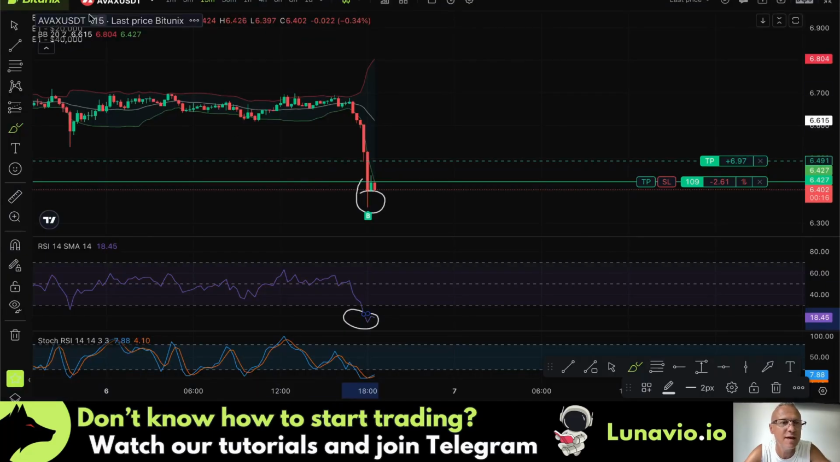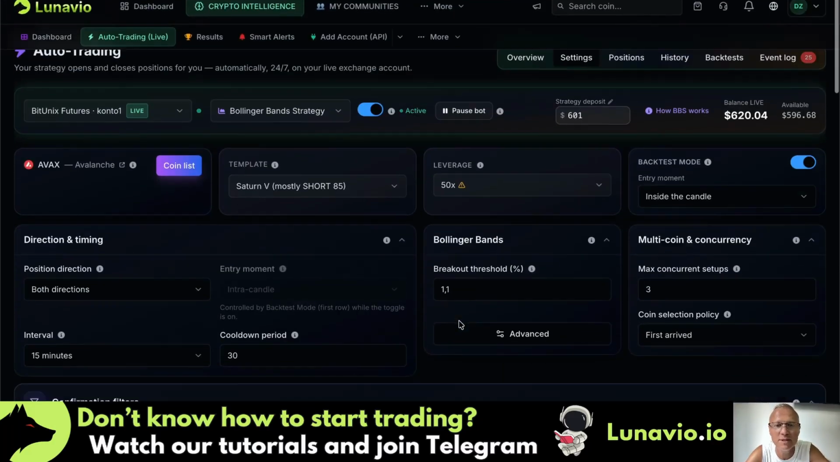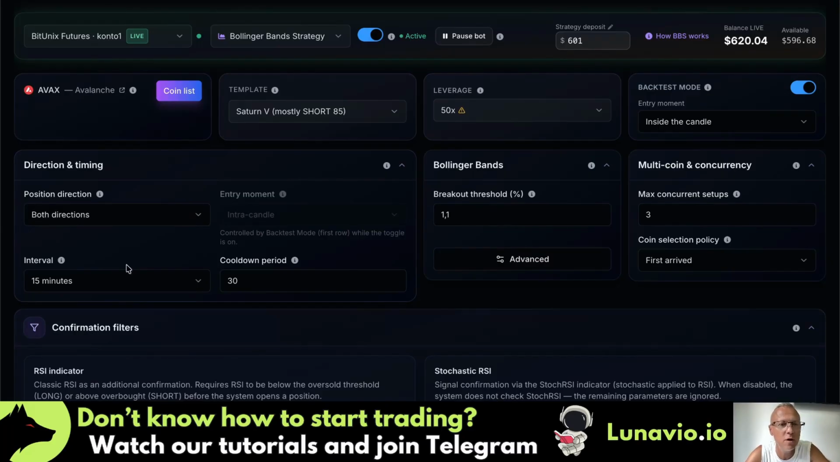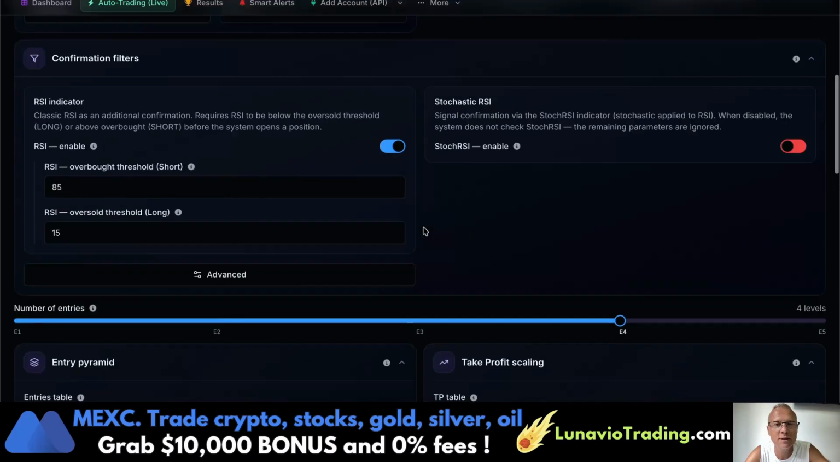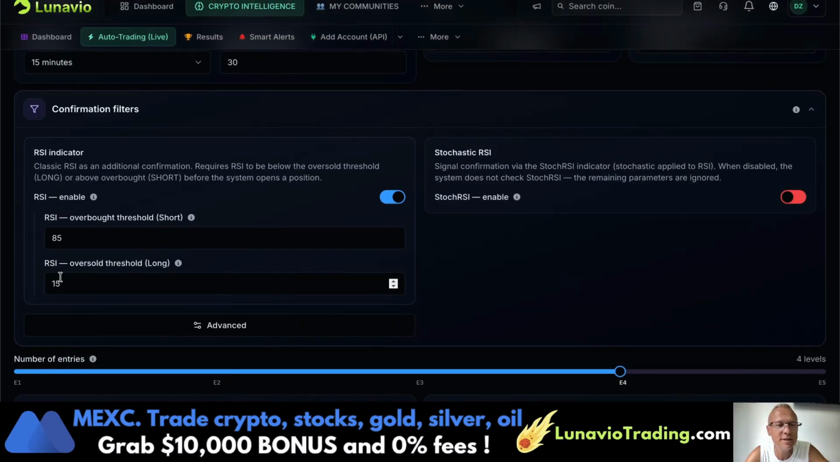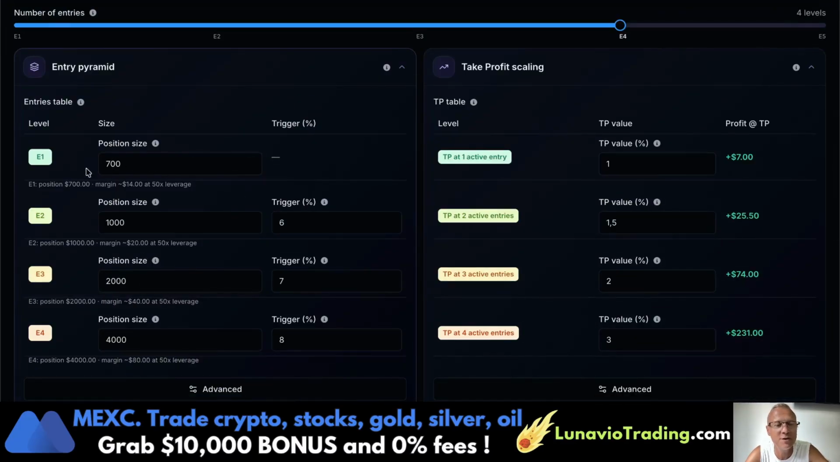Wait, let's check. This is Avalanche. Okay, this is Avalanche. Take a look. We'll go into Avalanche, into its settings, and see what I had entered here. I had it set for the system to monitor the 15-minute interval on Avalanche, and if the price of this exact Avalanche goes more than 1%, 1.1% below the Bollinger Band or above it. And now, specifically for longs, if the RSI indicator is 15 or lower, I want a position to open for me. Entry 1, right? That entry 1 is there for $700.